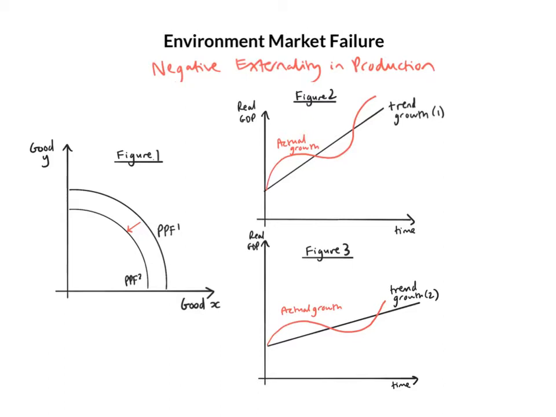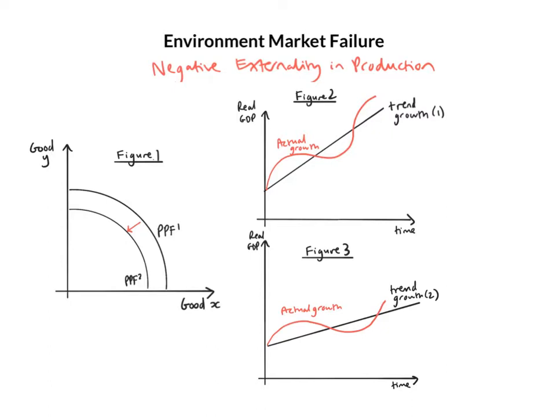What this is demonstrating is that in certain circumstances, this PPF might actually move in, which would be long-run negative growth. It doesn't often happen. It can happen in conflict. It's when the factors of production either reduce in size and quantity or they reduce in quality. Why might that happen from environmental effects?